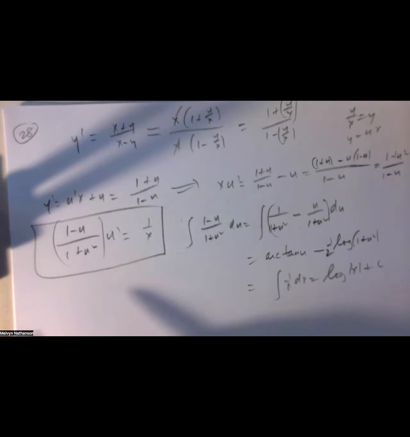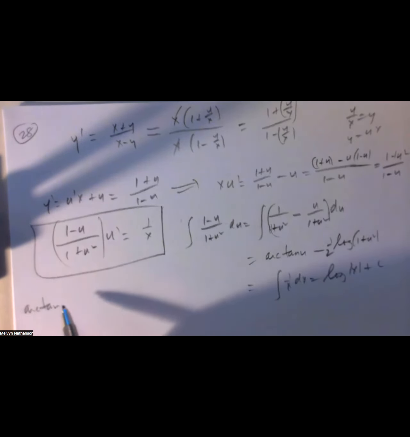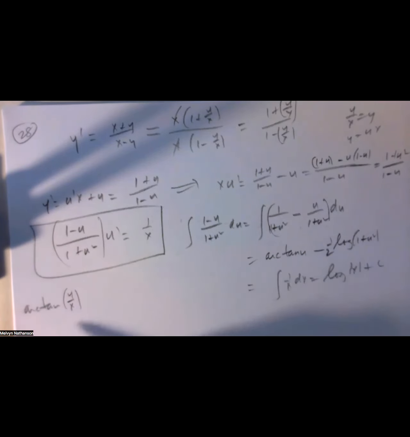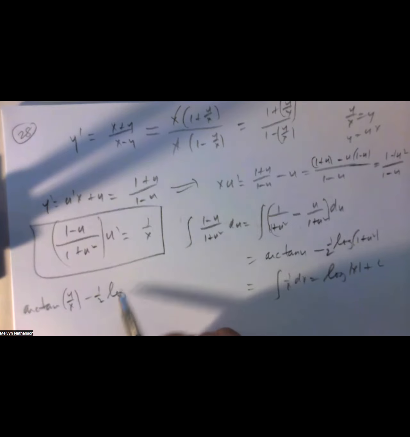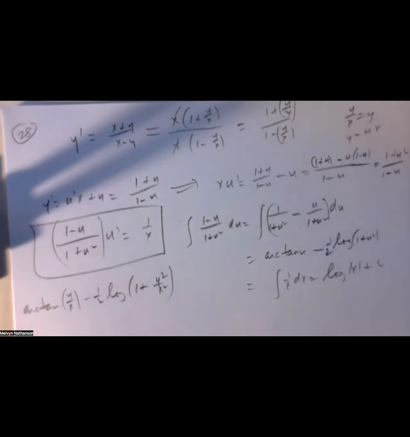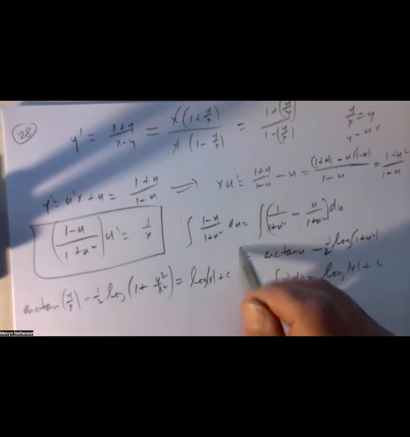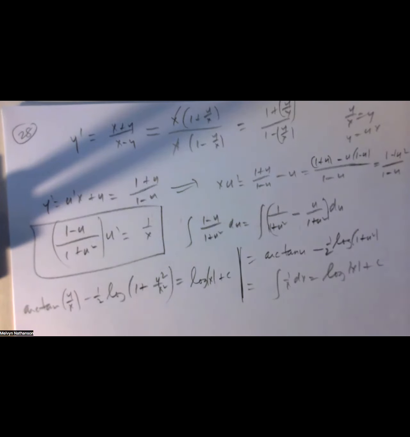So I have arctangent of u, which is y over x, minus 1/2 times the log of 1 plus u squared, which is y squared over x squared, equals log of x plus a constant.